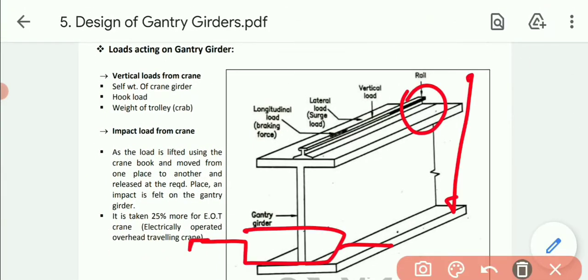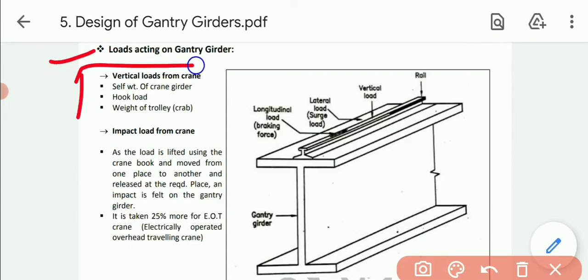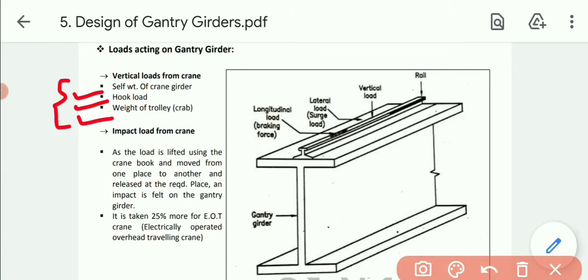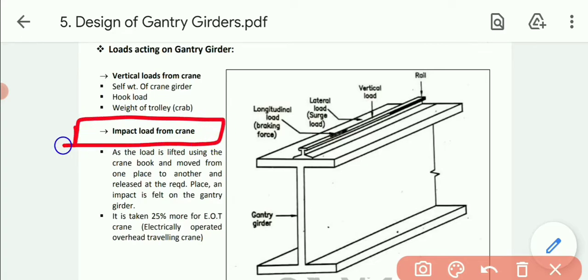So, loads acting on the gantry girder. First of all, vertical loads from the crane girder. In those vertical loads, three loads are there: self weight of the crane girder, hook load, and weight of the trolley. These three are the vertical loads which are acting on the gantry girder from the crane girder. Then we can say impact load from the crane girder.